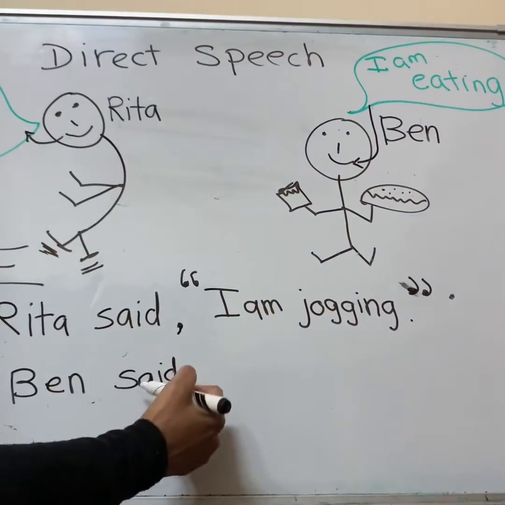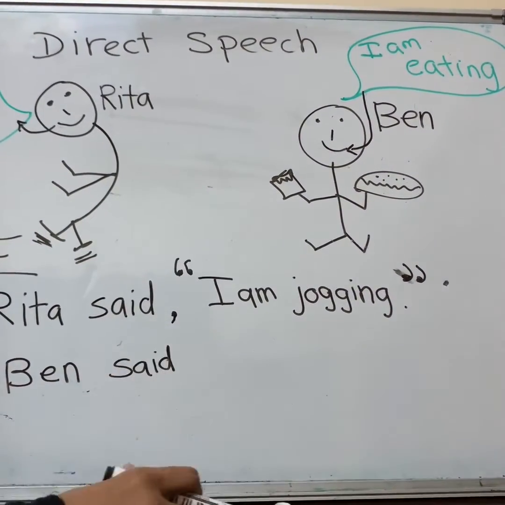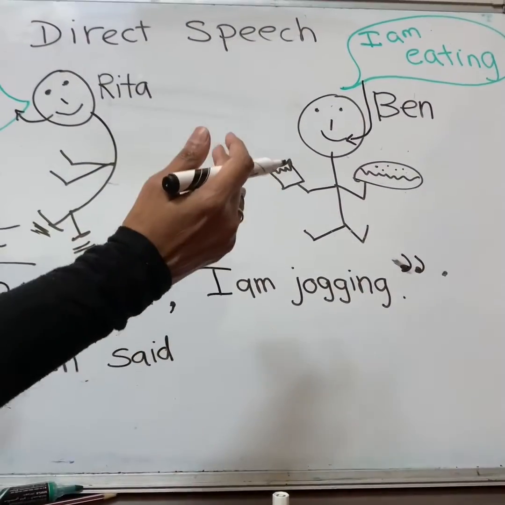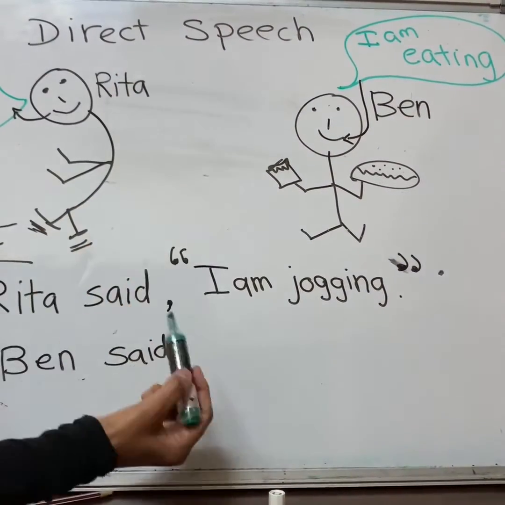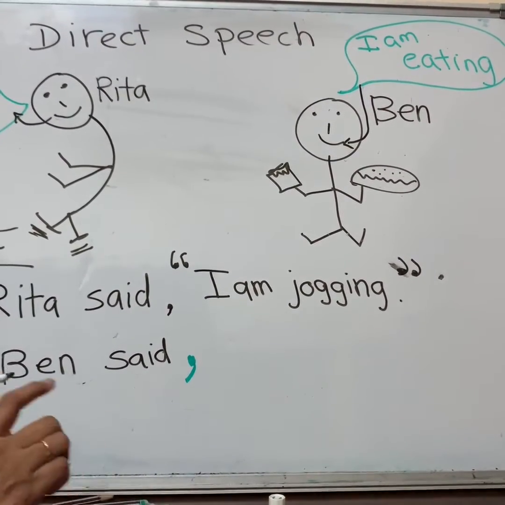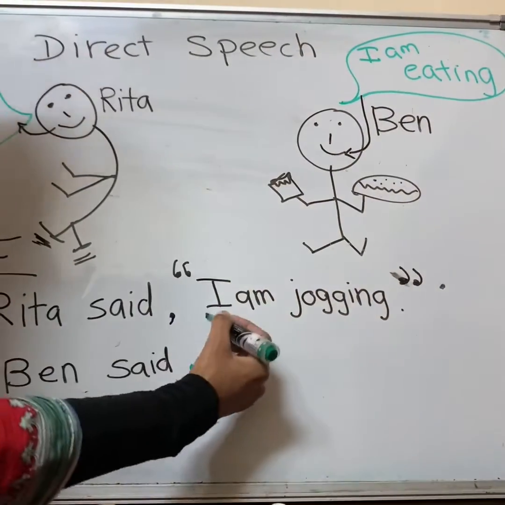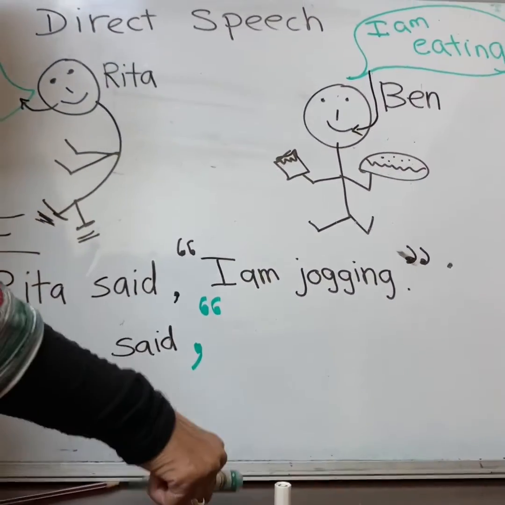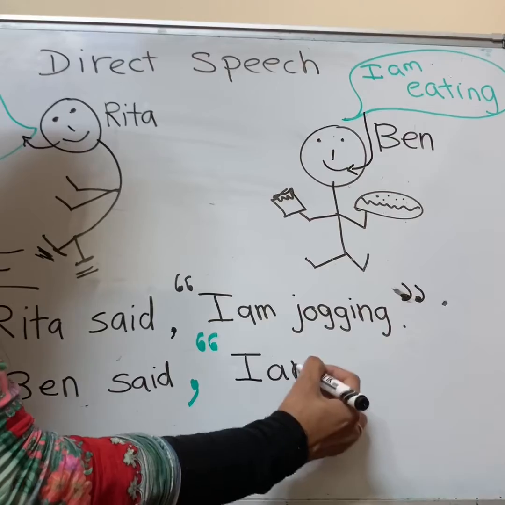Now, I'm going to talk about Ben. What Ben said. Ben said, very good. Can you guess what I'm going to do now? Very good. Since I'm going to start writing what Ben said, first I'm going to give a pause by using a comma. Ben said, comma. So what Ben said, he said, I am eating. So those are Ben's words. Those words will go in speech marks. Okay? I open the speech marks. I'm going to write Ben's words. I am eating.